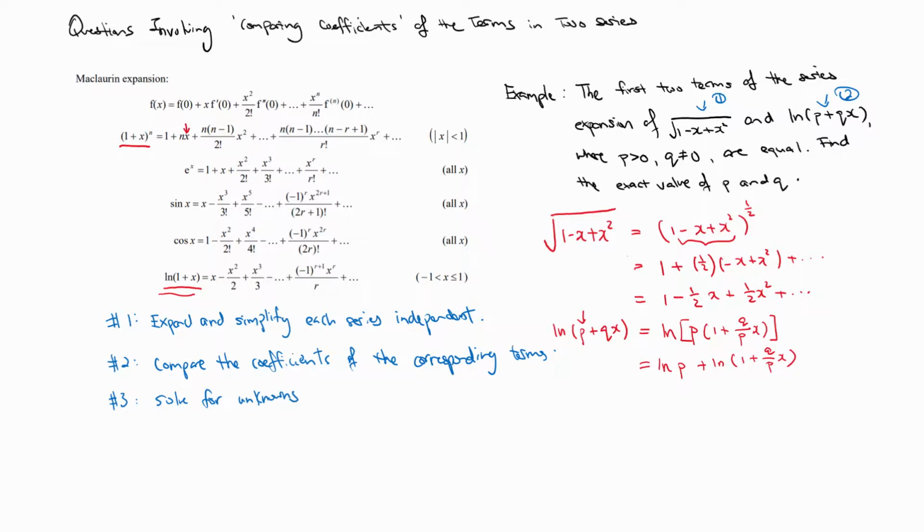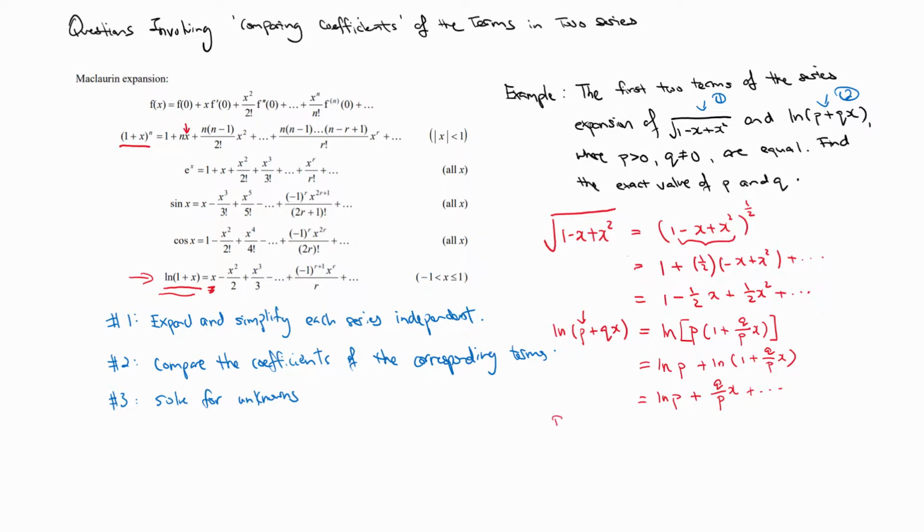In that case, that allows us to use the formulas given to expand the second term over here. Now let's go ahead and do that. So we will replace x with q over p x. So that means we have q over p x, and then we just need to put the plus dot dot dot because all we need is the first two terms. So right now we are ready to compare our terms. So we move on to step number 2.